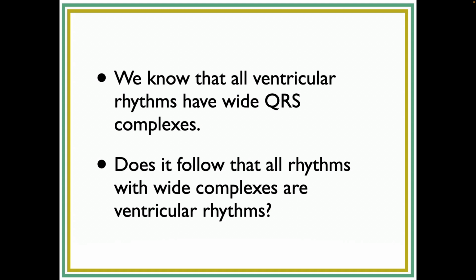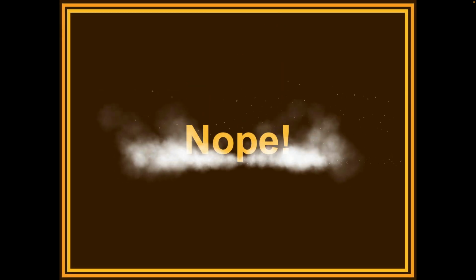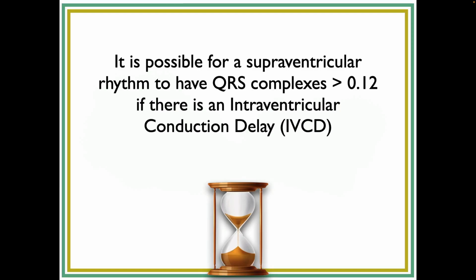So we know that all ventricular rhythms have wide QRS complexes, and this hopefully is very old news for this class. Does it follow that all rhythms with wide complexes are ventricular rhythms? Koa, what do you think? No, exactly. We've known this for weeks, okay? So, it is possible for a supraventricular rhythm to have a wide QRS if there's an IVCD. Again, very old news. Who remembers what are the causes of IVCDs?